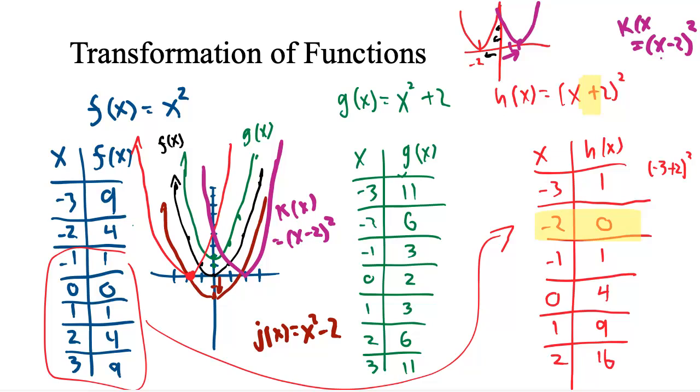So the key rules here, adding a number on the outside is going to move you up or down, and adding a number on the inside is going to kind of move you opposite. Adding moves you to the left in the negative direction, subtracting moves you right in the positive direction.